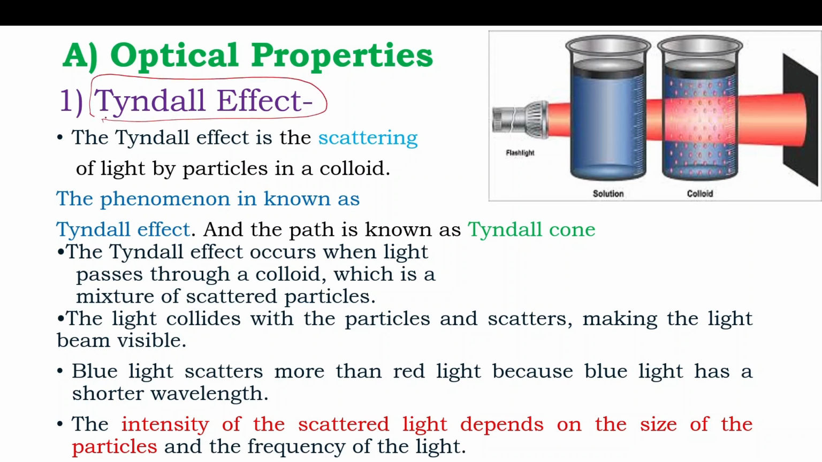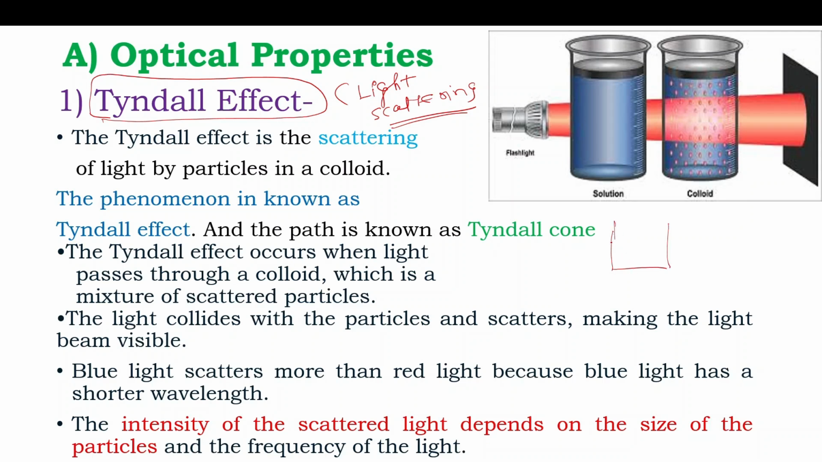First property, it is the Tyndall effect. So what is meant by Tyndall effect? In bracket हम इसे light scattering भी कह सकते हैं, light scattering. So the simple definition is that it is the scattering of light by the colloidal particles.